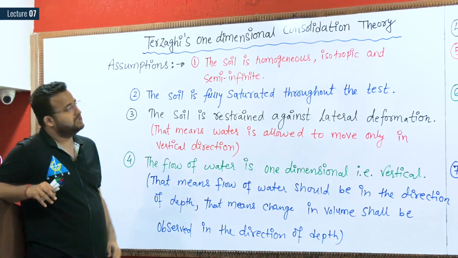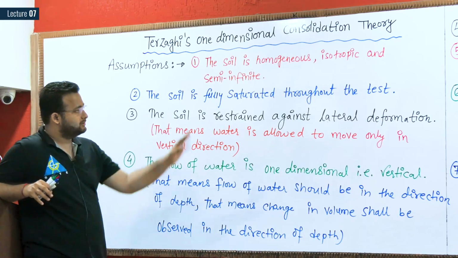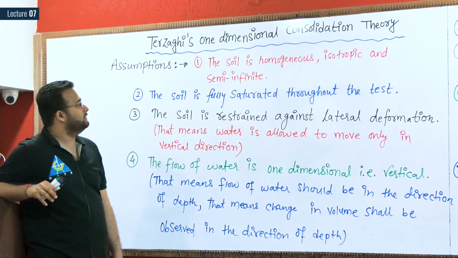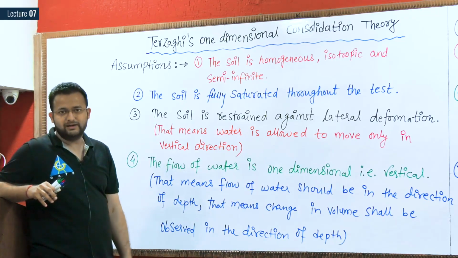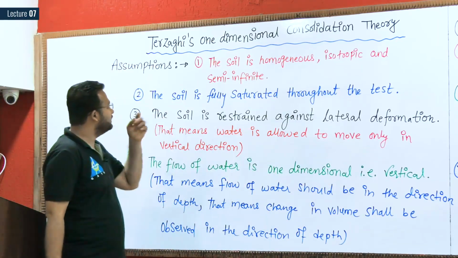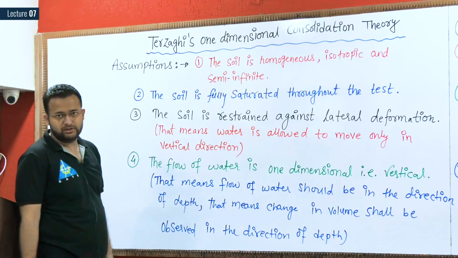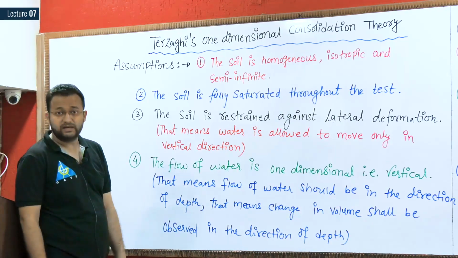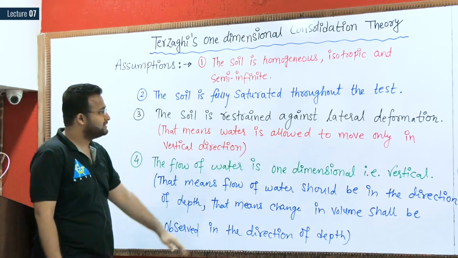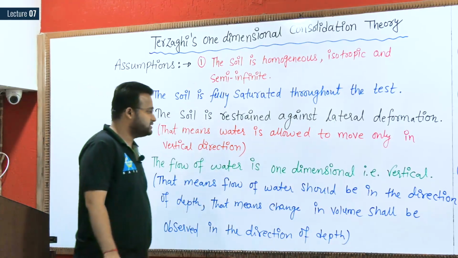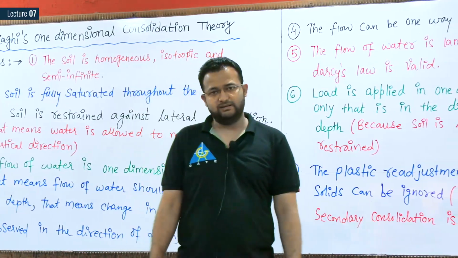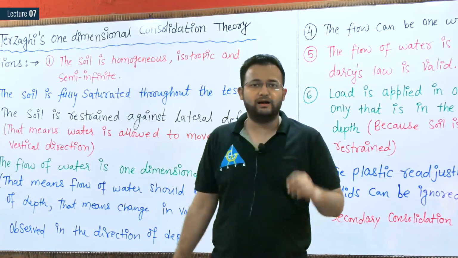Now we should see how to perform this study in the laboratory, who suggested this study, and what results we can get. We will discuss that in this lecture. Terzaghi's one-dimensional consolidation theory is given only for primary consolidation. It has not been given for secondary consolidation. Terzaghi has taken a number of assumptions, and I have written those assumptions here. One by one I will explain each and every assumption, and then we can start our calculation.